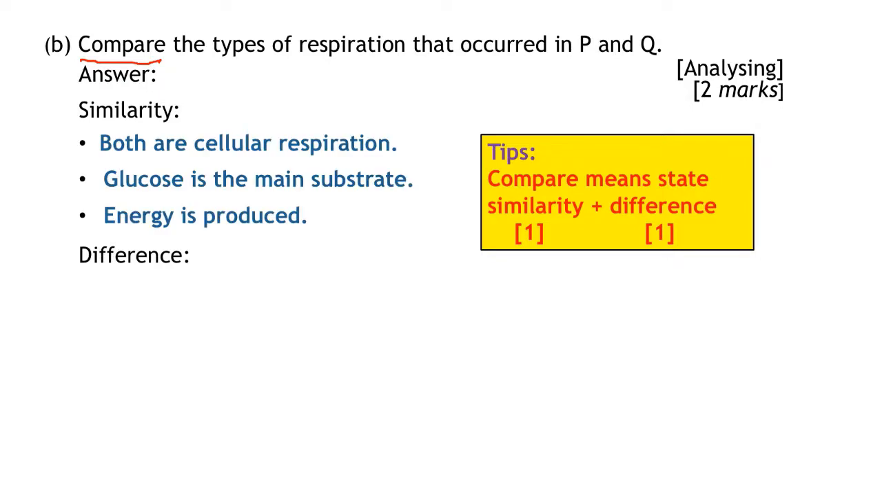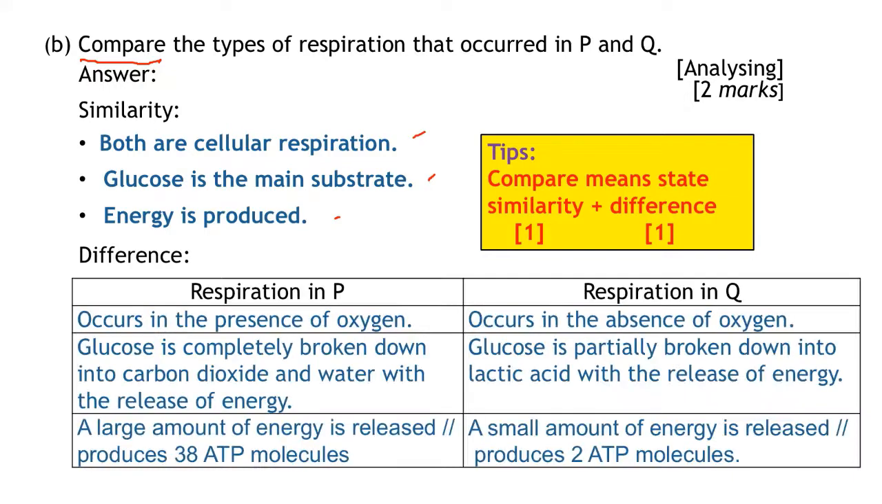The sample answers will be, for the similarity, both are cellular respiration. Glucose is the main substrate. Energy is produced. So just take one similarity to get 1 mark. For the differences, you may use tabulating form. So construct a table to list the differences side by side.